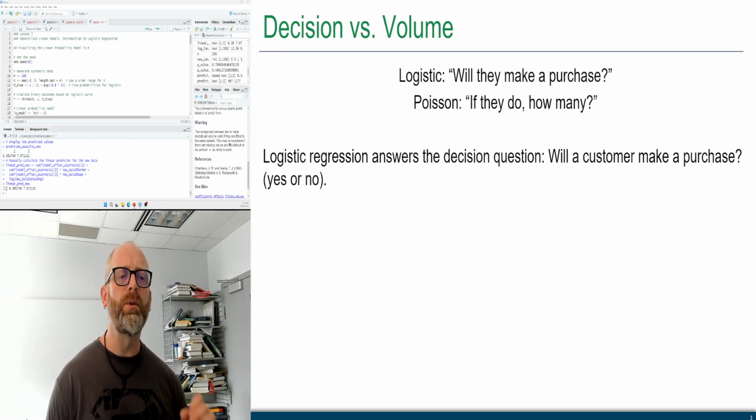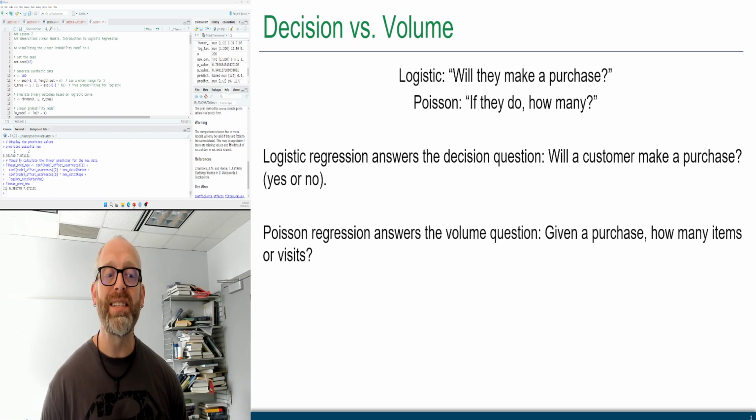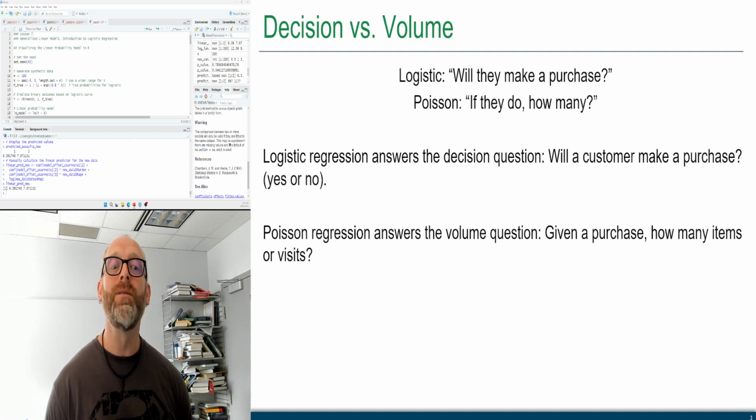All right, so logistic regression answers the decision question: will a consumer make a purchase, yes or no? And as I said, Poisson answers the volume question: given a purchase, how many items or visits?